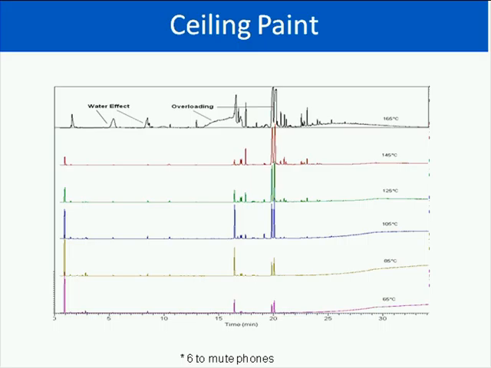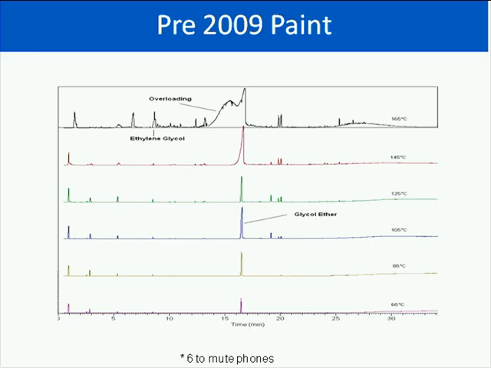Now I'd like to move on to the pre-2009 paint. Again, this is one that has a very high VOC content. We still see overloading in this one. We should also still see the humps, which again, we're not sure if this hump here is overloading or if it is other compounds. We also see ethylene glycol, the acetate, there's acetic acid here.